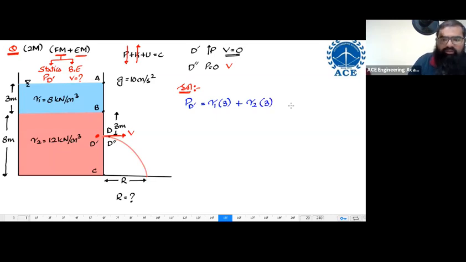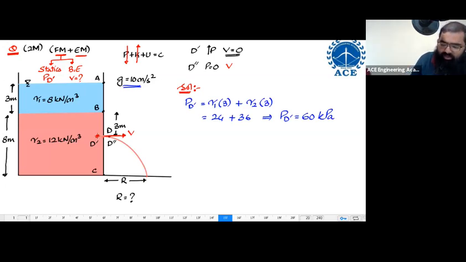I hope you are getting this thing. This height is 3 and this height, BD also, is equal to how much? 3 only. So gamma 1 multiplied by 3 with gamma 2 multiplied by 3. If you check this thing, no need of a calculator. Please avoid the calculator for this question. I have given very simple cases. G also is given as 10 only. So this is going to be 8 into 3 is 24 plus 12 into 3 is 36. This implies PD prime is equal to 60 kilopascal. This is the value of PD prime you are going to have.